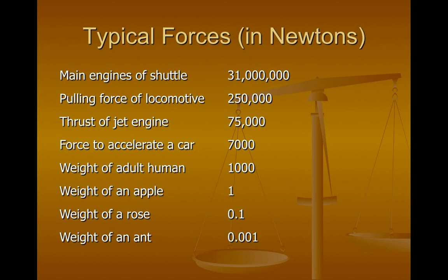Here are some typical forces in newtons, just to give you an idea of the size of newtons. Of course, we're used to the unit of pounds to describe force. We don't use newtons as much, but the weight of an apple is about 1 newton. A human weighs about 1,000 newtons, and a force to accelerate a car is 7,000 newtons. And you see all the way up to the main engines of a shuttle, 31 million newtons. And all the way down to the weight of an ant, which is 1/1000th of a newton. So there's a wide variety of forces. You're not expected to know these numbers. It's just to give you a feel for what a newton is.